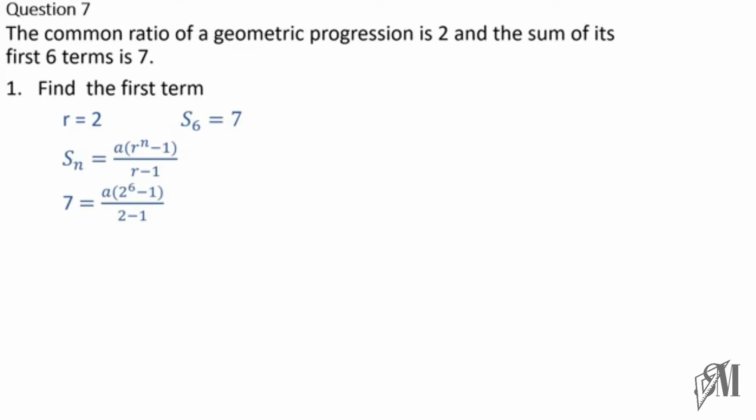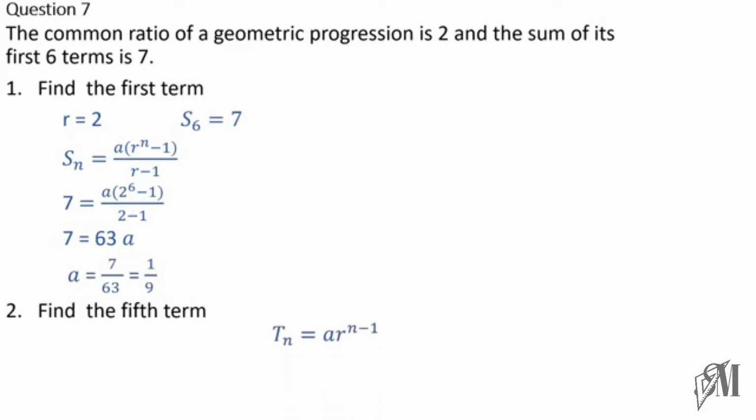So once you subtract, you get A is equal to 7 over 63, that is 1 over 9. So that is the first term of this geometric progression. The next part is to find the 5th term. It is quite easy. What you have to do is substitute values in the formula of Tn of a geometric progression. So instead of Tn, we put T5. A is 1 over 9. R is 2. So 2 to the power 4, it is equal to 16 over 9.